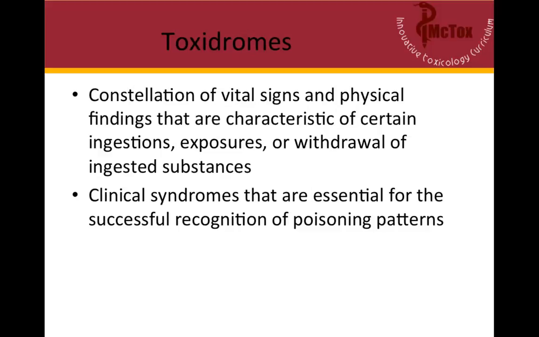Let's start with a definition. The term toxidrome comes from the words toxic syndrome and refers to a constellation of vital signs and physical findings that are characteristic of certain ingestions, exposures, or withdrawal of ingested substances. These clinical syndromes are essential for the successful recognition of poisoning patterns and are frequently used clinically.